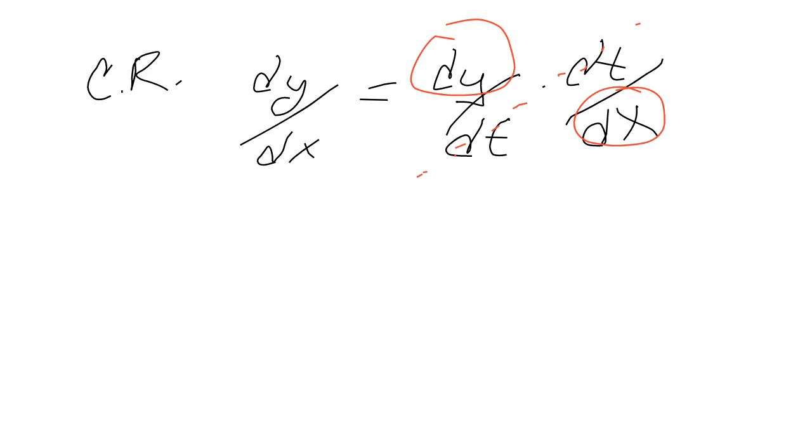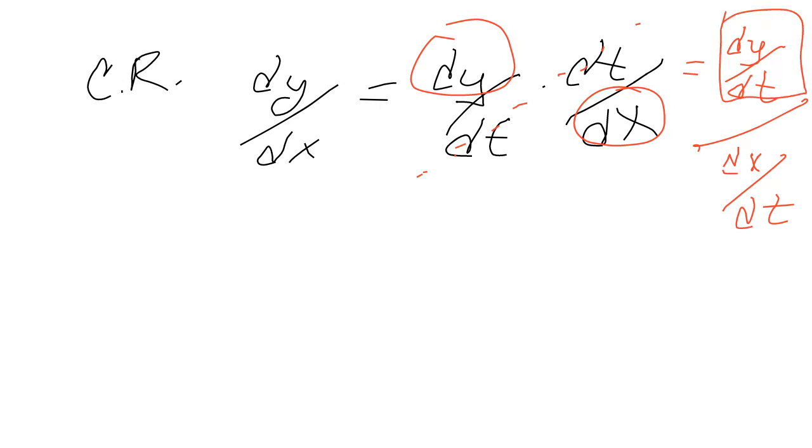Now we could rewrite this. The book rewrites it a little differently. They write it as dy/dt over, instead of multiplying by a fraction, we could divide by the reciprocal. So we could rewrite this as dy/dt over dx/dt. Everybody agree? We can do that.